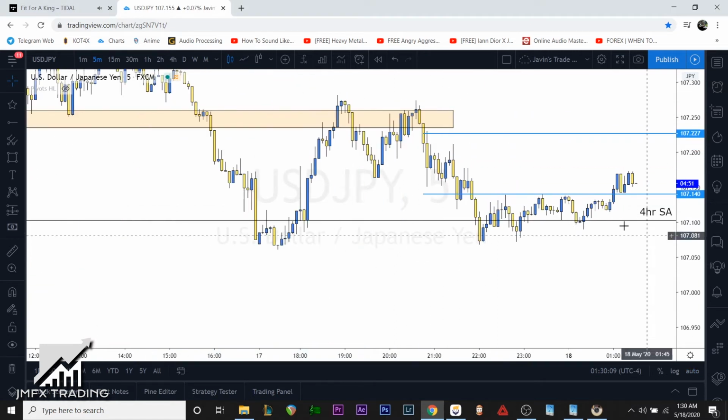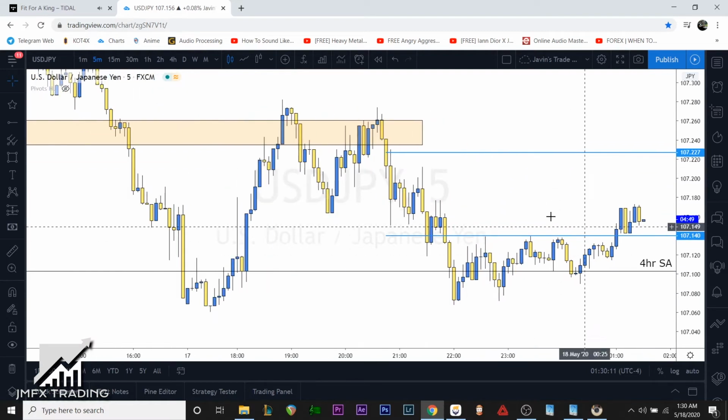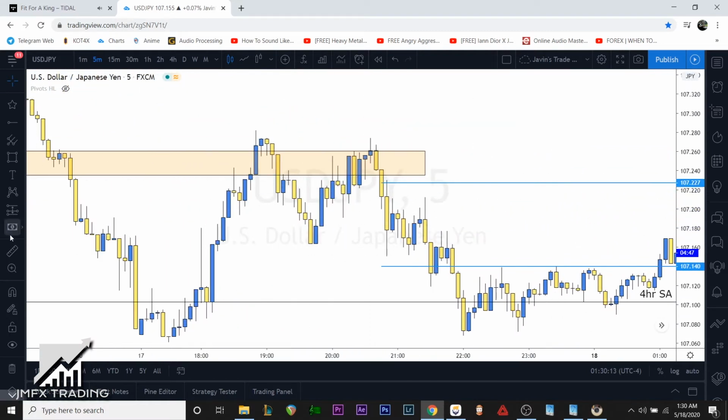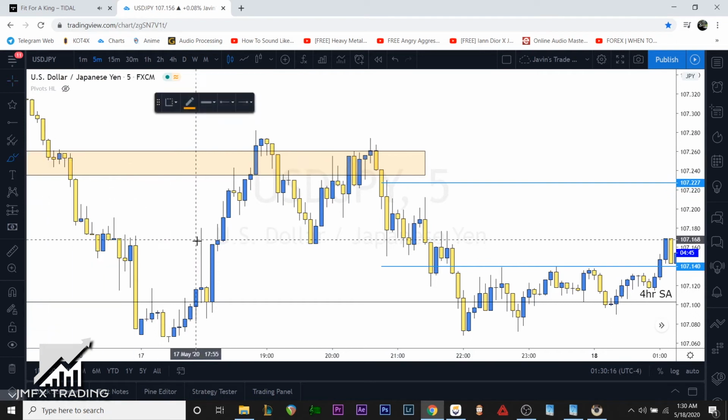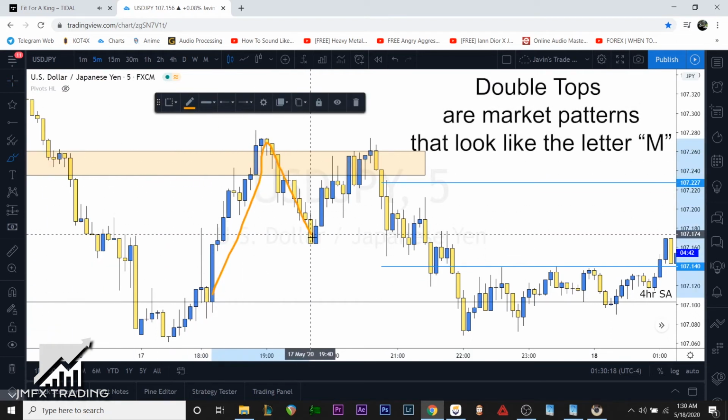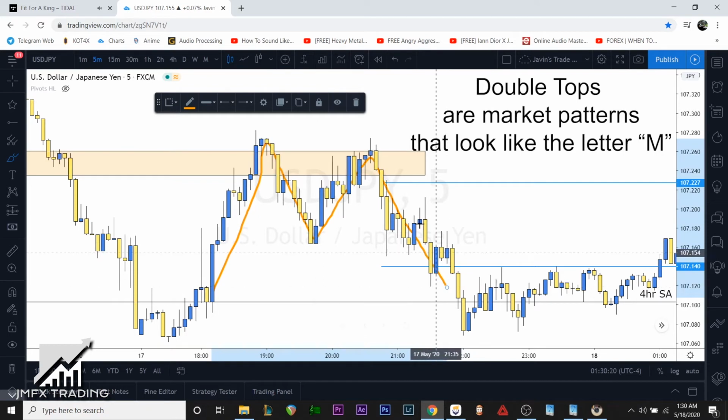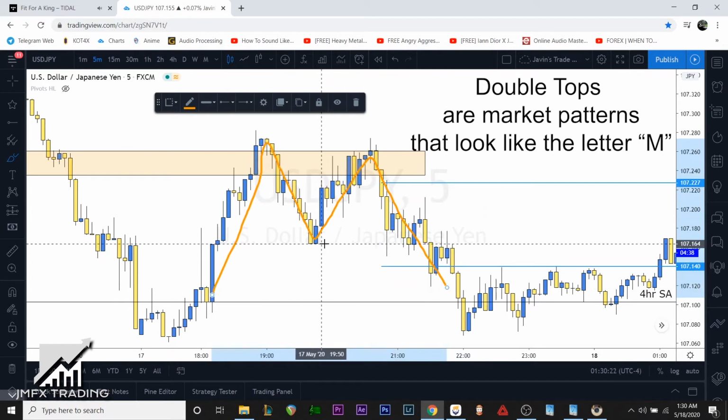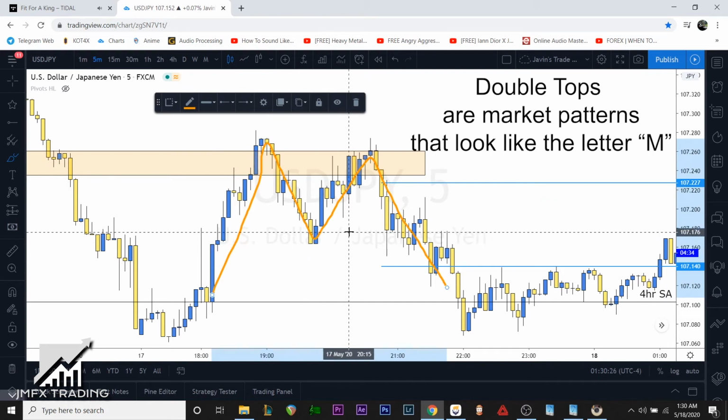Now when this happened, it also formed a reversal pattern called a double top. Now if you don't know what a double top is, it's simply a market pattern that looks like the letter M. So when you see these, not always, because nothing in the market is 100%, but usually when you see these, there's a good chance that there's going to be a reversal.